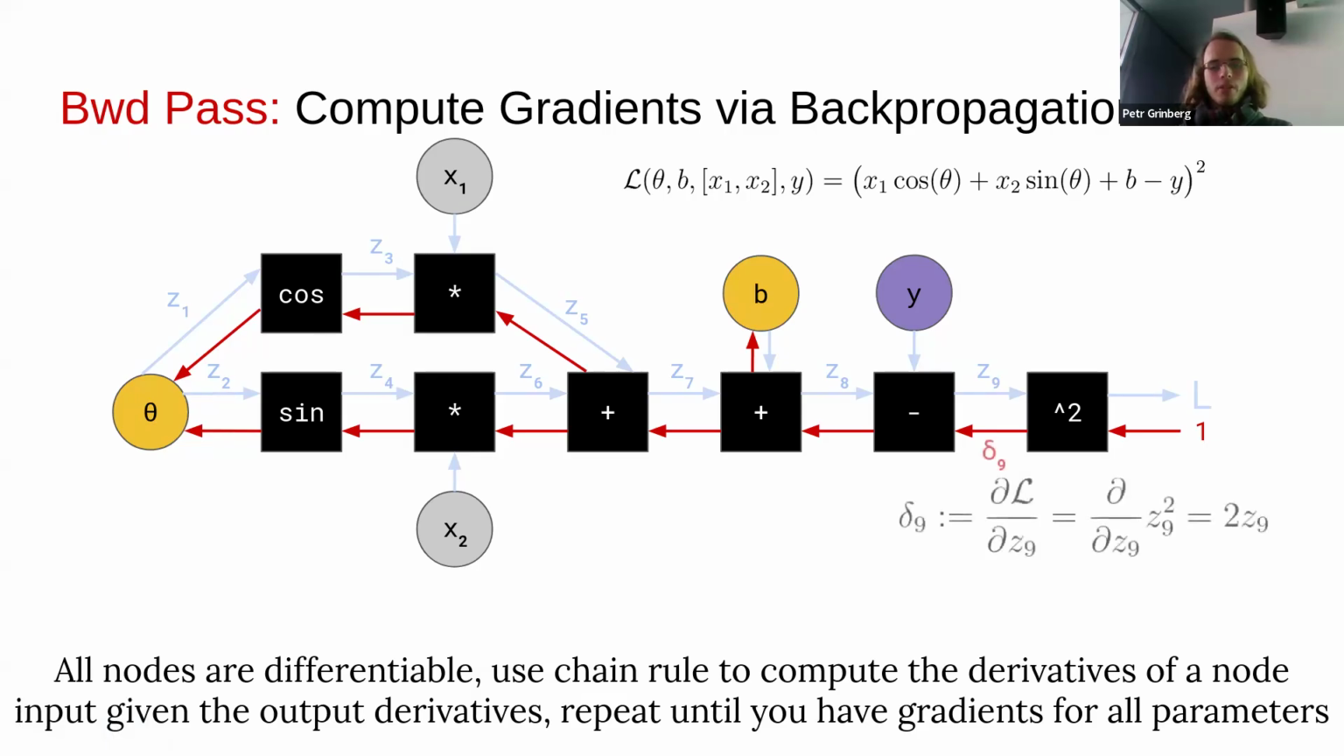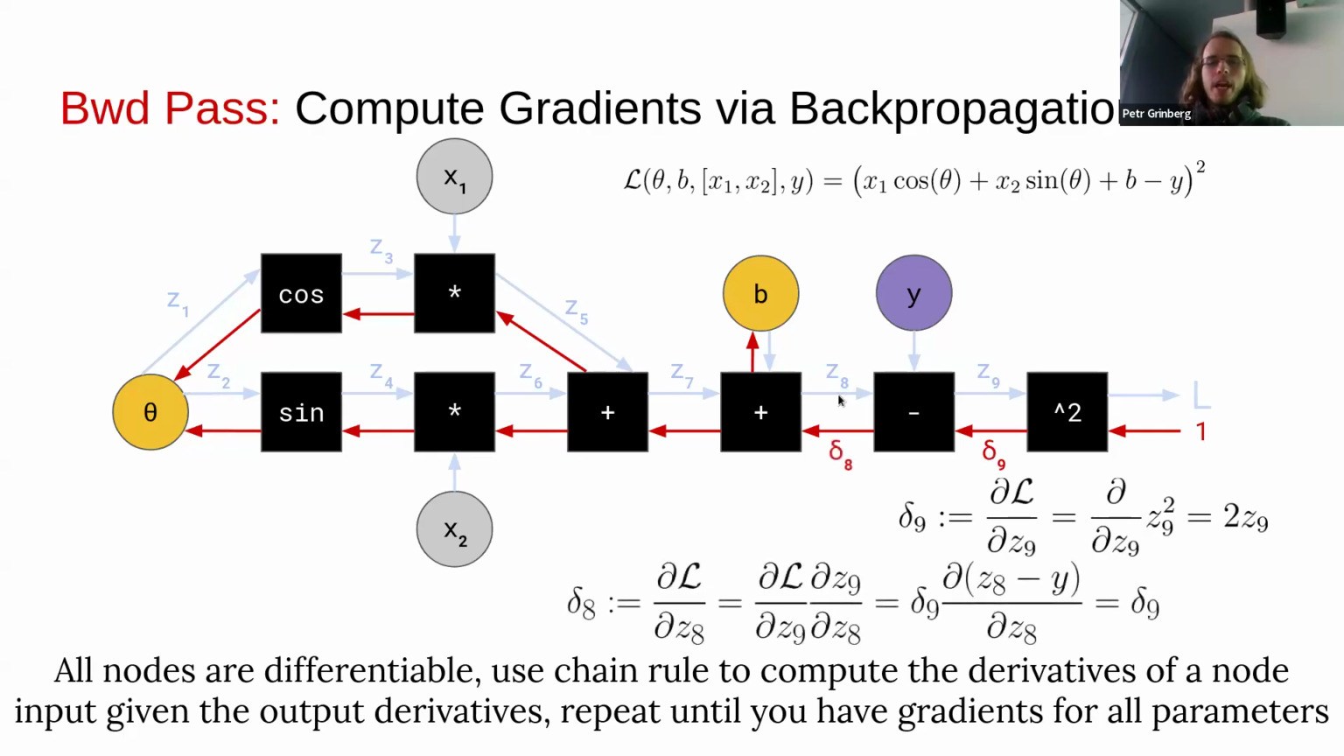Yes, nice. So you start from the end, you calculate the gradient with respect to this Z9, which is taking a square, it will be like this. Then for Z8, which is minus, you use the chain rule, you calculate the gradient via the chain rule, and you can continue this until you get the gradient with respect to B and the gradient with respect to theta. Okay.